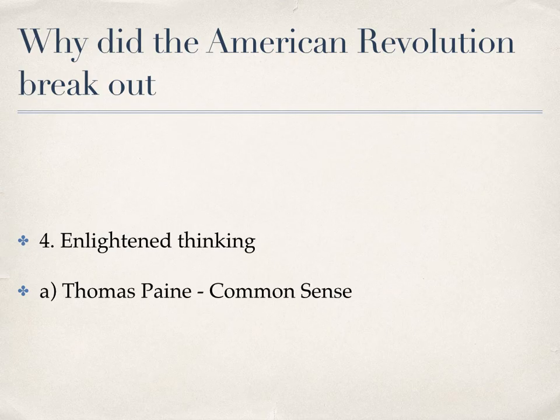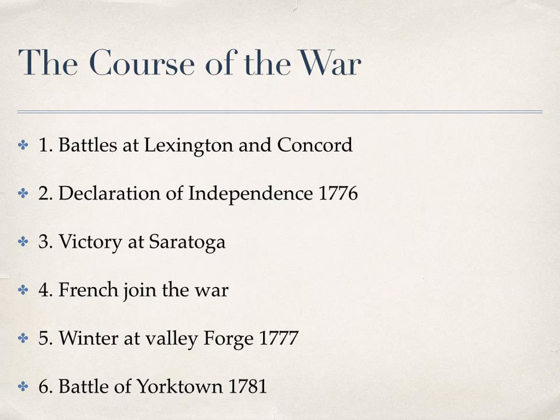Finally, a fourth reason for why the American Revolution broke out was enlightened thinking. So a man called Thomas Paine wrote this pamphlet known as Common Sense, whereby he said that America should be independent, it should be its own country. Up until this point, a lot of people were just looking for representation in the British Parliament, or they were looking for a fair tax system. But Thomas Paine came along with Common Sense and said that we need to rule ourselves.